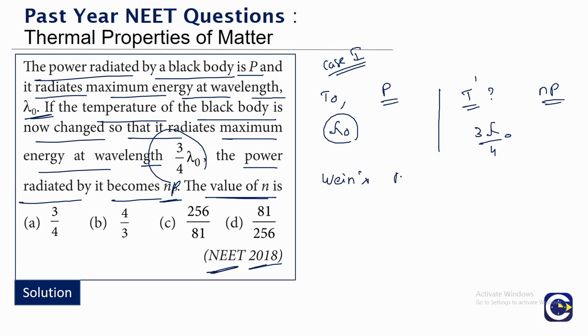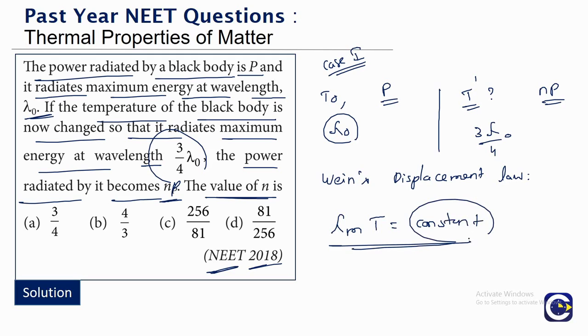Wien's displacement law. So what is it? For a black body which is giving out radiation, the lambda corresponding to the maximum intensity emitted and temperature will be related as what? Lambda m into T is equal to a constant, the Wien's constant, but here we don't require this constant value.